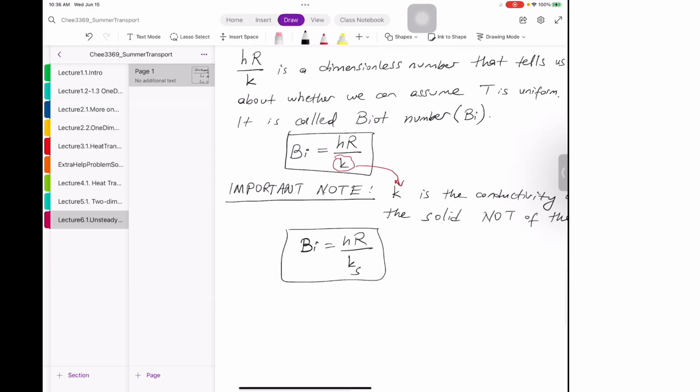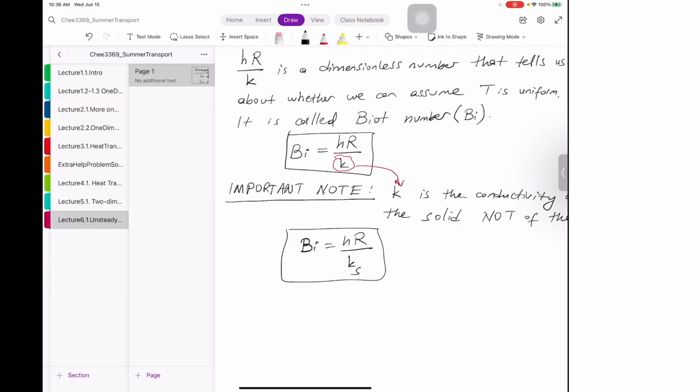Now you can ask me, why would that be a problem? Of course, the k is the solid conductivity. The reason is that later we are going to learn about another dimensionless number, called the Nusselt number, and in that number we have exactly the same formula, hR over k, but that k is going to be the fluid conductivity, and that's where most students get confused. So this is a very important note.